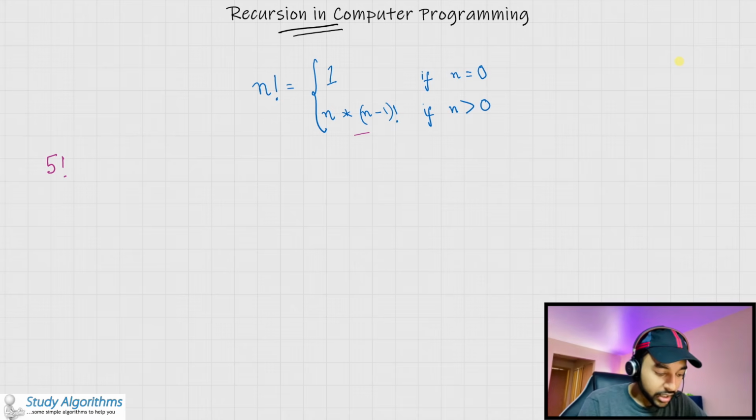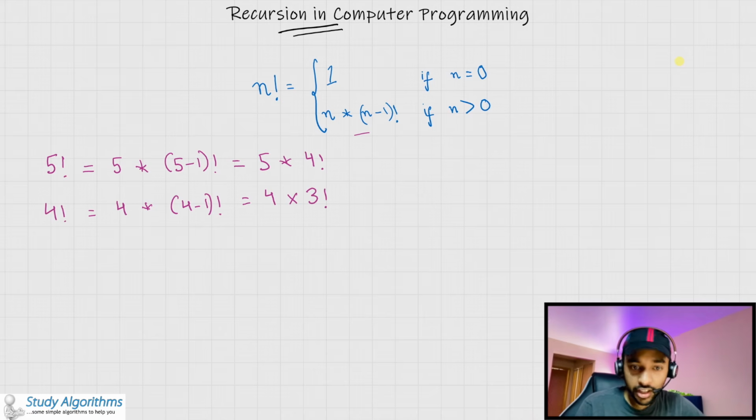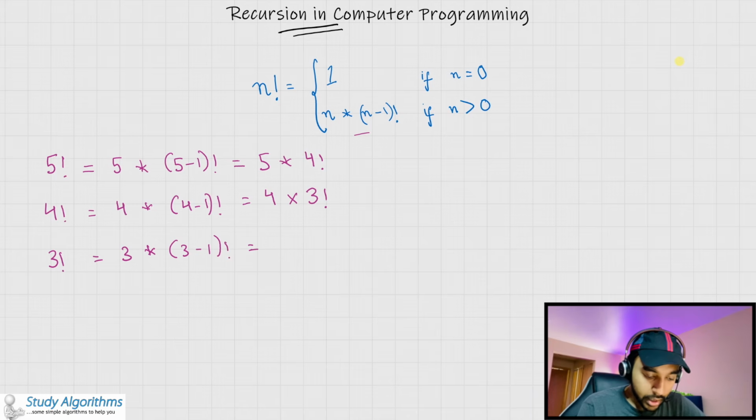So given by this formula, the value of 5 factorial should be 5 multiplied by (5 minus 1) factorial, which should be equal to 5 into 4 factorial. Now we need the value of 4 factorial. So 4 factorial would be 4 into (4 minus 1) factorial, or 4 into 3 factorial. Now we need the value of 3 factorial. So 3 factorial would be 3 multiplied by (3 minus 1) factorial, equal to 3 into 2 factorial.